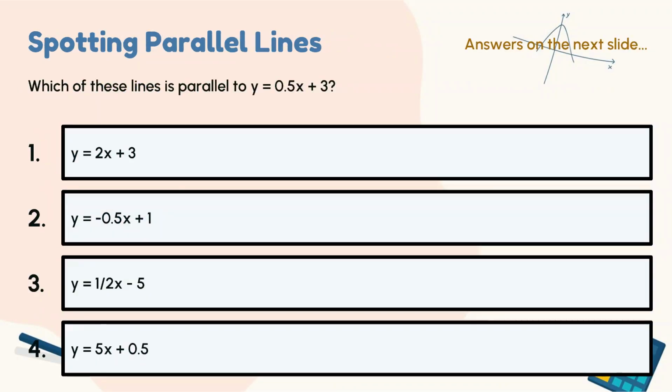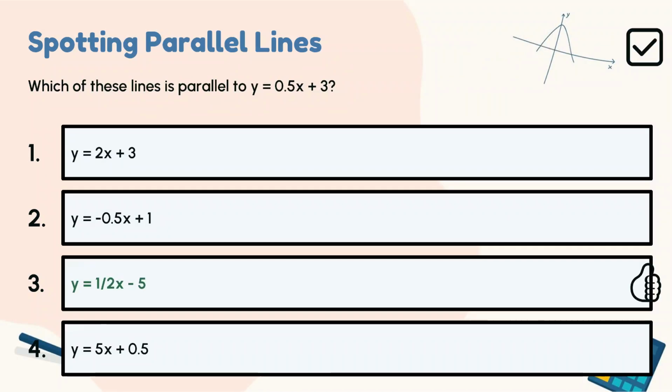Let's check whether we can spot parallel lines. Which of these lines is parallel to y equals 0.5x plus 3? The options are y equals 2x plus 3, y equals negative 0.5x plus 1, y equals 1/2 x minus 5, y equals 5x plus 0.5. Pause the video and think carefully. To find a parallel line, we need the same gradient.